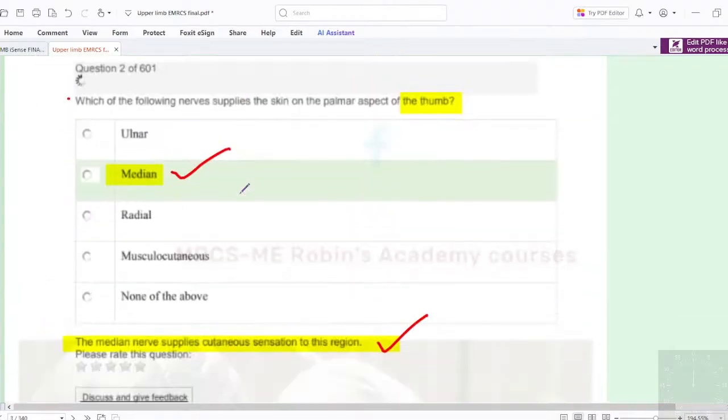Then the next question. Which of the following nerves supplies the skin of the palmar aspect of the thumb? The palmar aspect of the thumb: the median nerve, which supplies the three and a half thenar side.